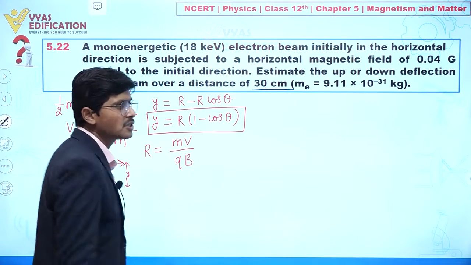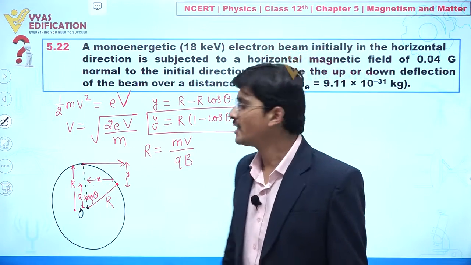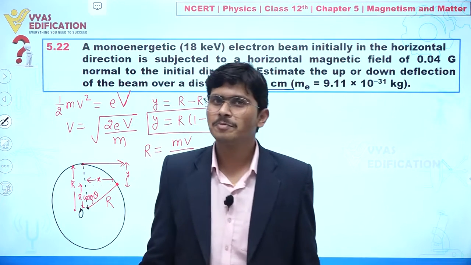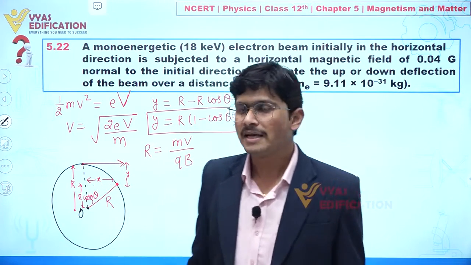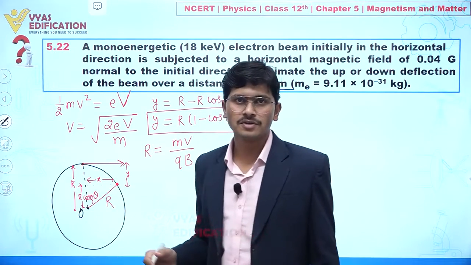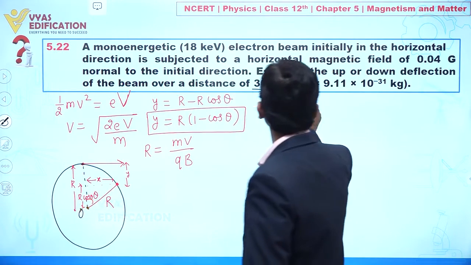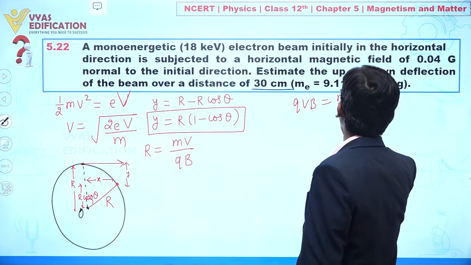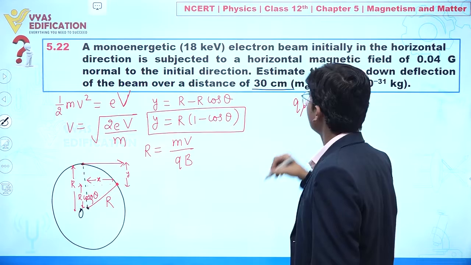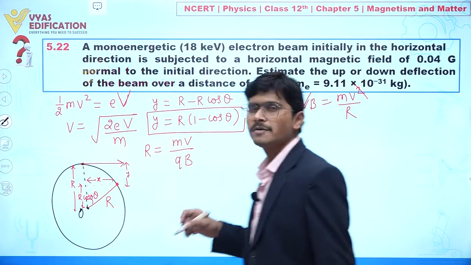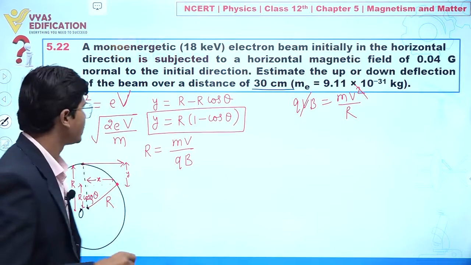From where are we getting this formula? When this electron is moving in this circular path, the necessary centripetal force is provided by the magnetic force. Clear? In short, you can write qvB equal to mv square by capital R. From here v and v cancel out, and you can write R equal to mv by qB. Clear to everyone? Yes.